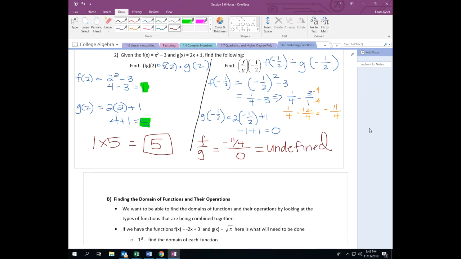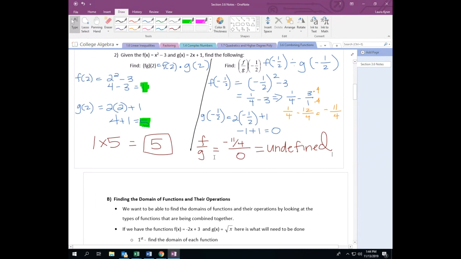It does not exist. So we're not going to get an output for that one. And that happens if you're going to have a 0 denominator. So just be aware that it is possible to have a situation where you get something that's not defined.